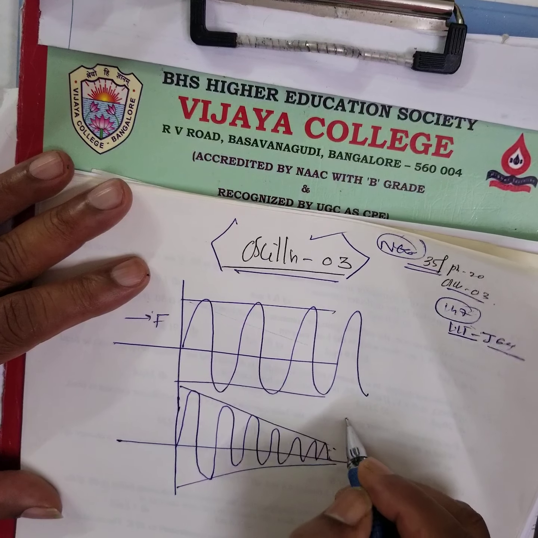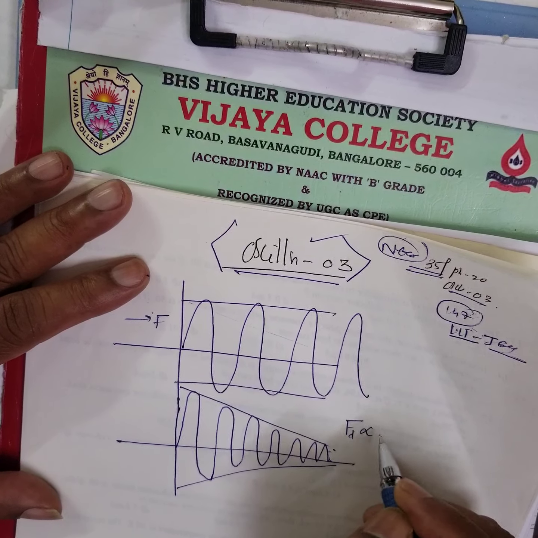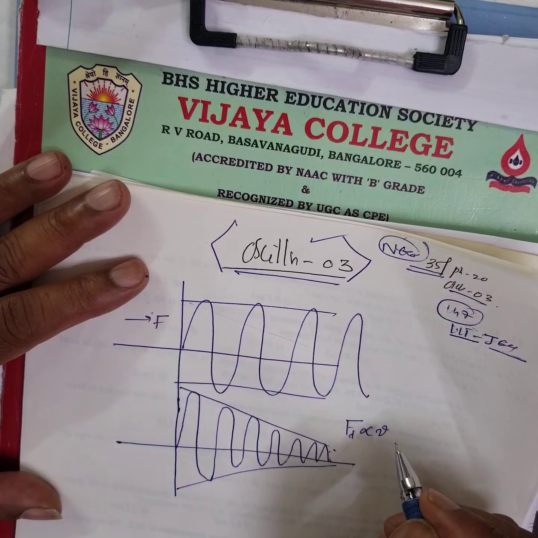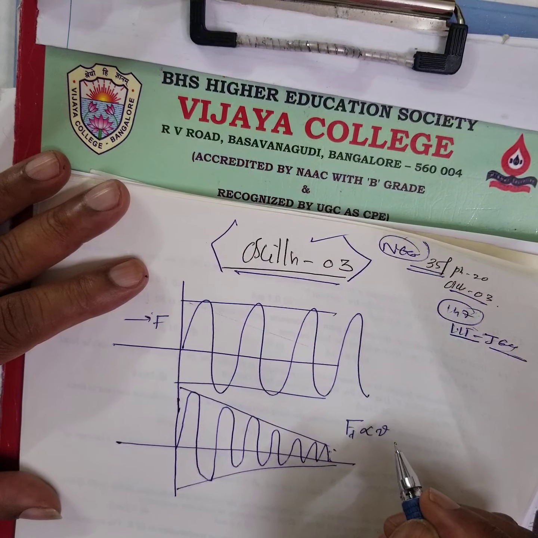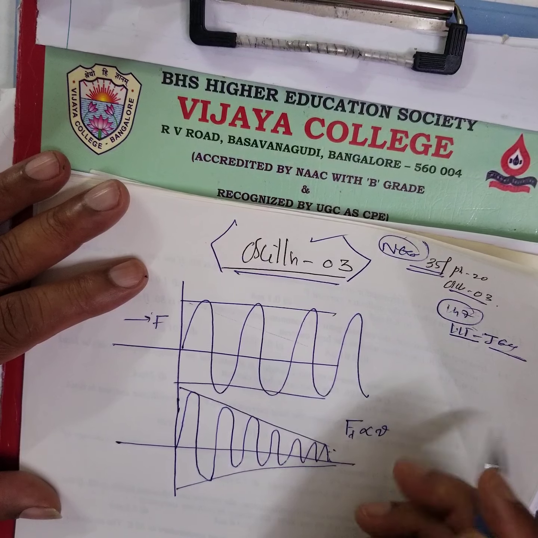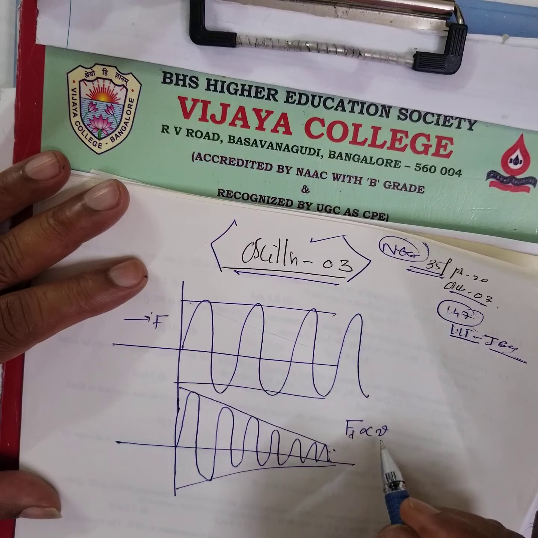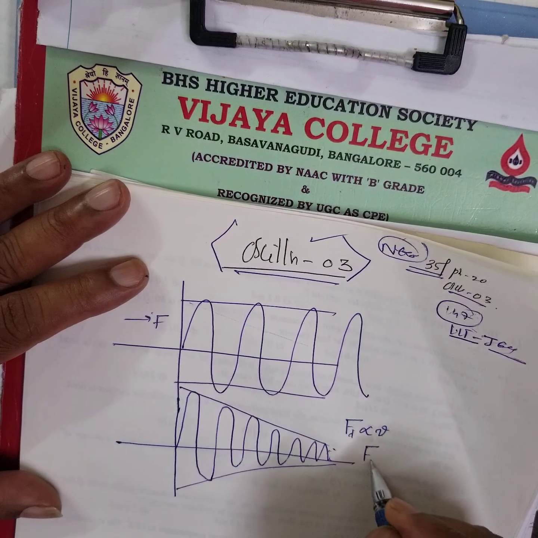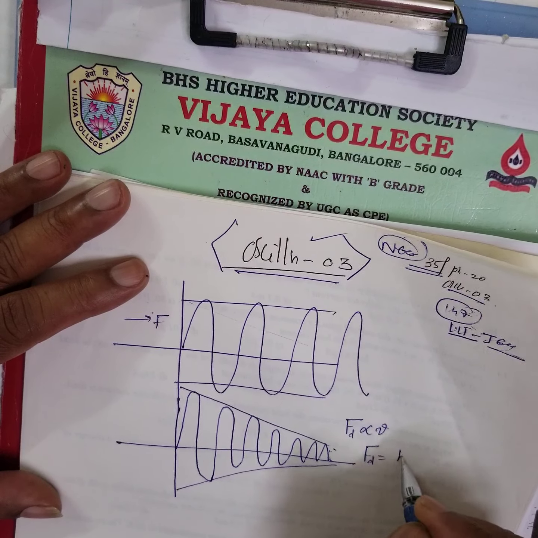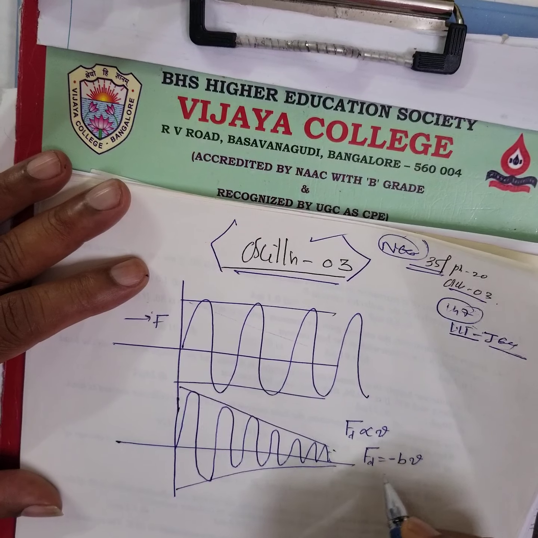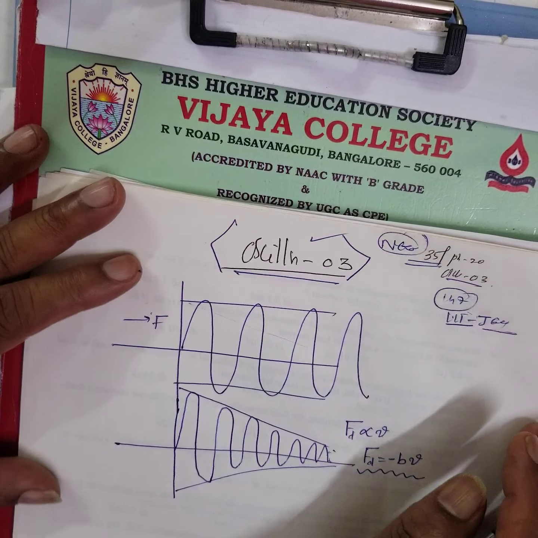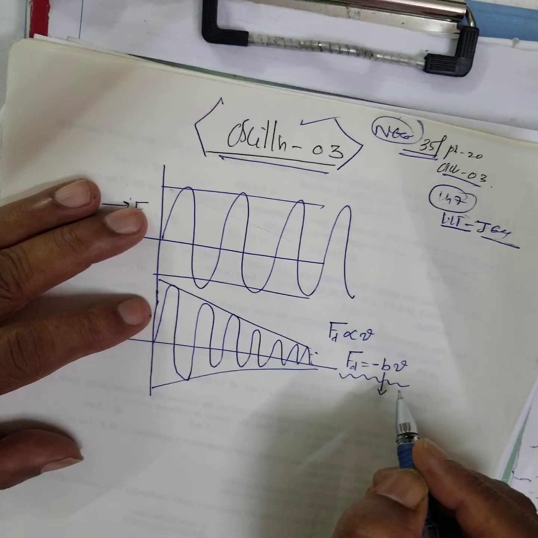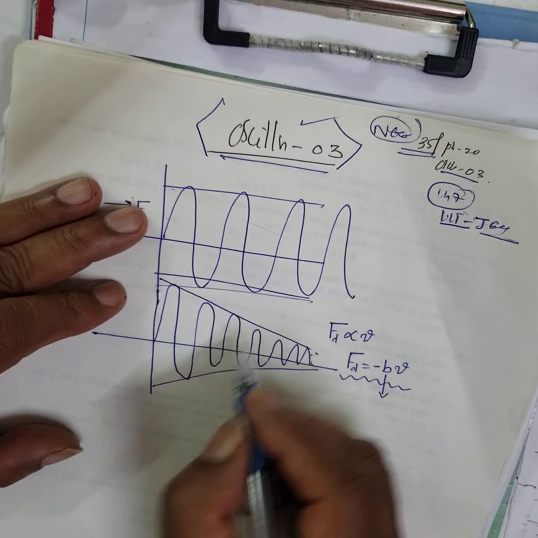Therefore, the damped force is directly proportional to the velocity v, right? That means the damped force is proportional to the velocity of the particle of the oscillator. Damped force is equal to some constant into v, with a minus sign. Just remember, b is the damping constant, which depends upon the characteristics of the medium. Because what is the medium?